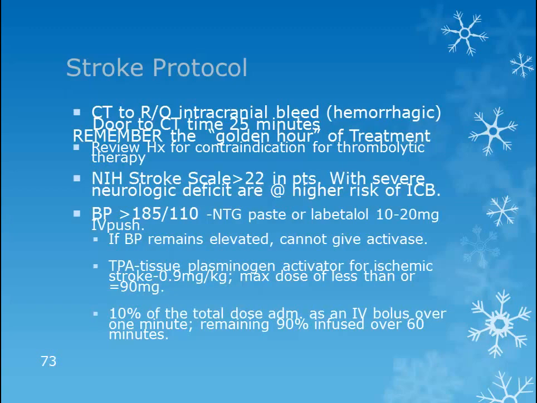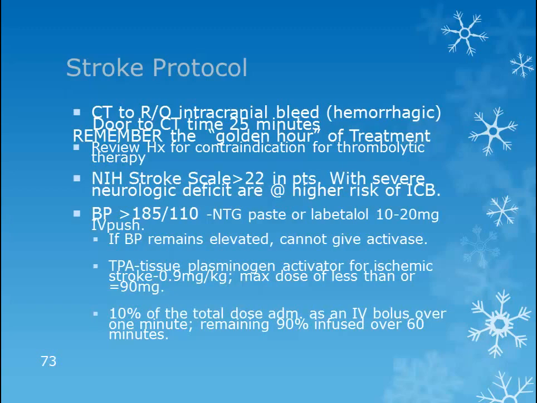Review the history for contraindications for thrombolytic therapy. The NIH stroke scale should be utilized. If it's greater than 22 in a patient, that determines there is a severe neurological deficit, and these patients are at higher risk of intracranial bleed. If the blood pressure is greater than 185/110, nitroglycerin paste or labetalol 10 to 20 milligrams IV push should be given. If the blood pressure remains elevated, you cannot give the Activase TPA or Retavase.